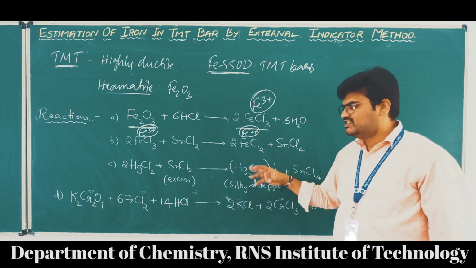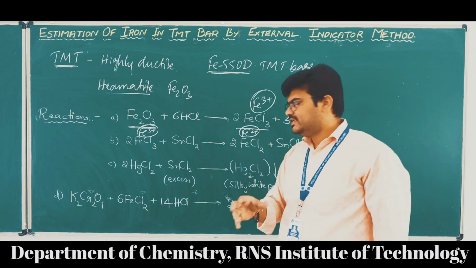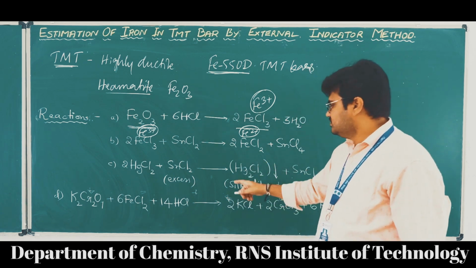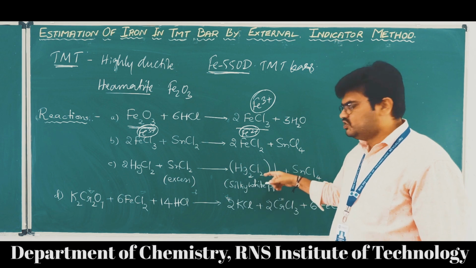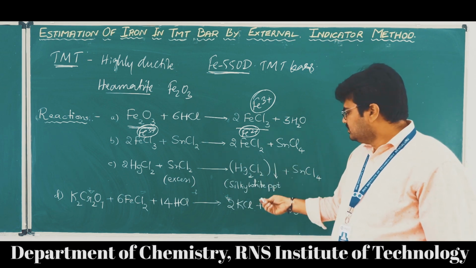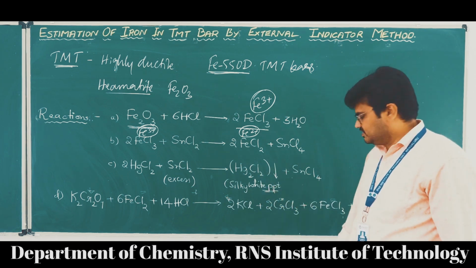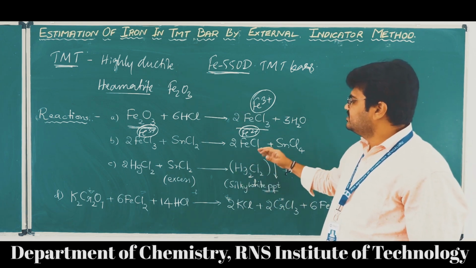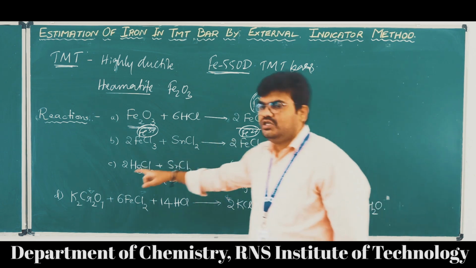We have a beautiful silky white precipitate in the solution because of the formation of solid mercurous chloride, that is Hg2Cl2. Right? So it will be a white precipitate. Then after this, we have to treat this ferrous chloride with potassium dichromate.